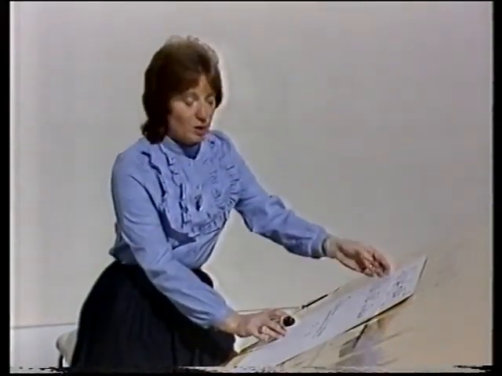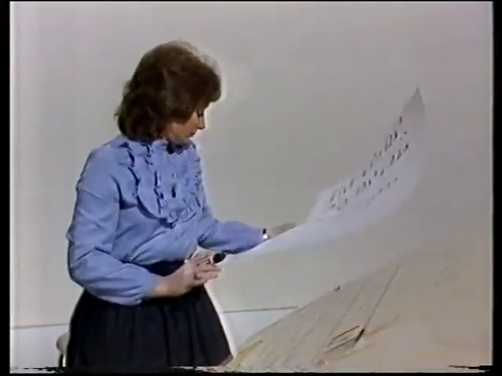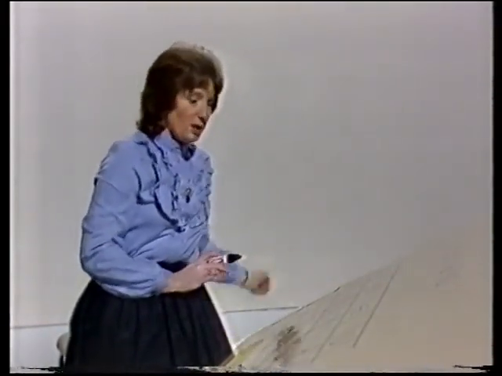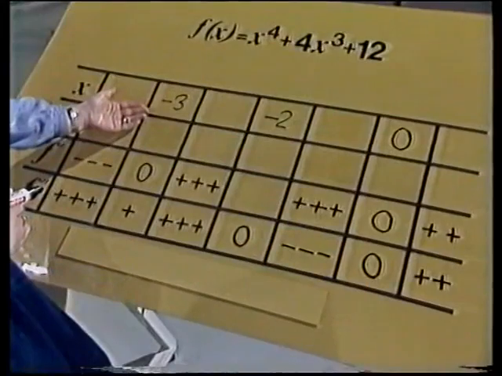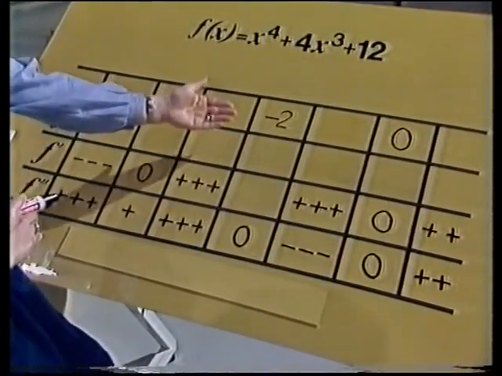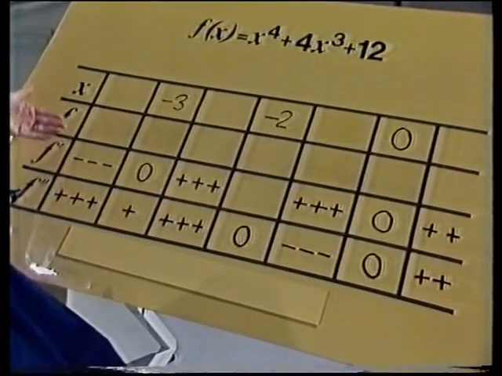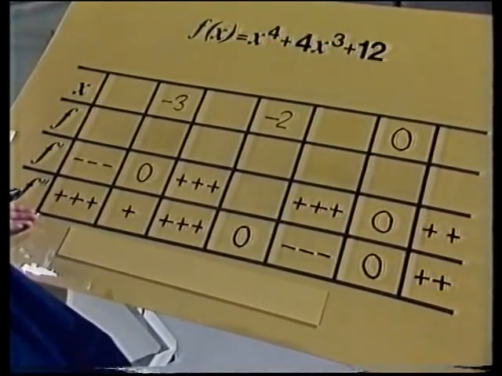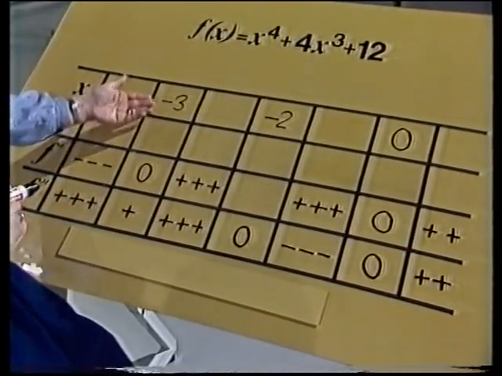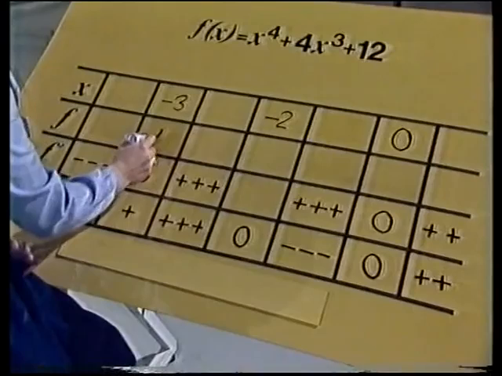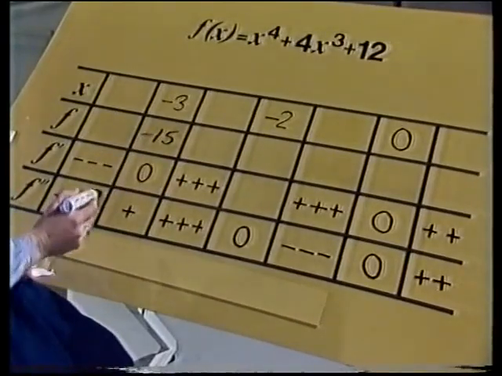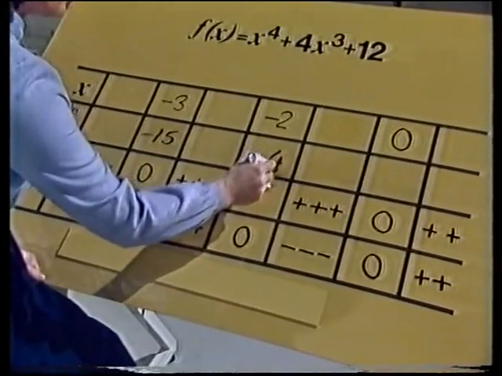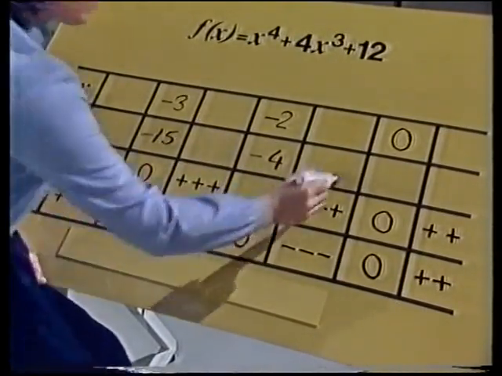Let's summarise these results in a table. Here's the table with our 3 important values of x, -3, -2 and 0, and on these 2 lines we've summarised the information on the first and second derivative that we've just found. Now, I've calculated the value of the function at these points. At -3 it's -15, at -2 it's -4, and at 0 it's 12.